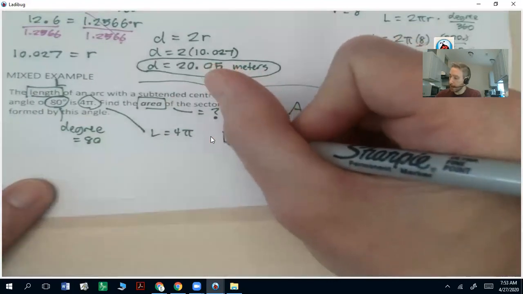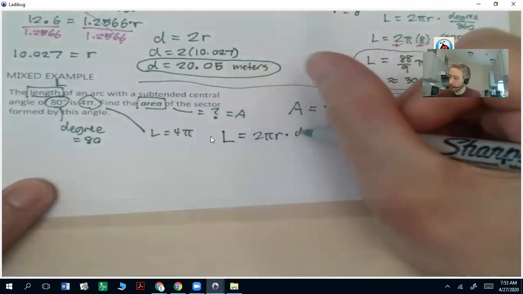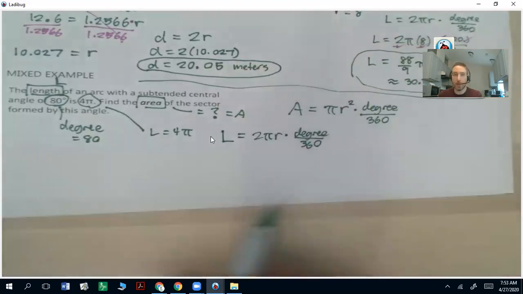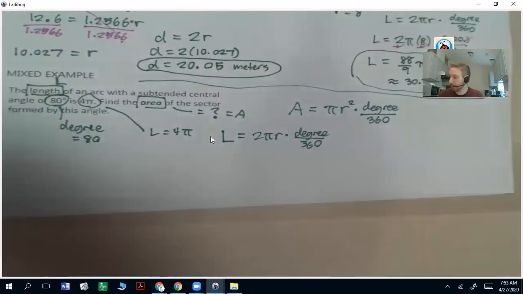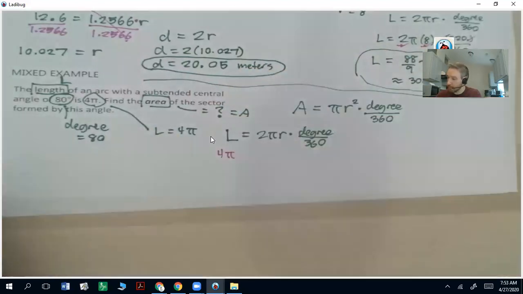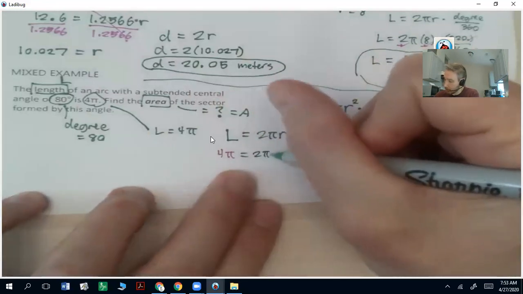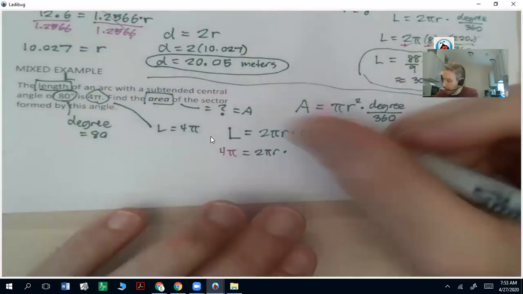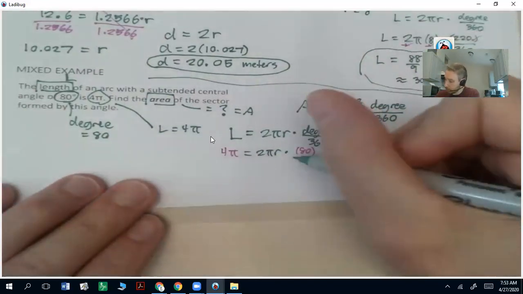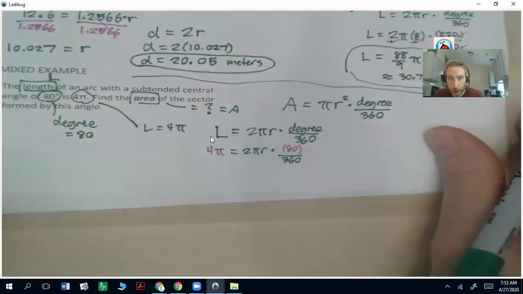So let's look at the L formula now. That's 2 pi r times degree over 360. We have L, which is 4 pi. We have degree, which is 80. So plug in the 80 here. And I'm going to want to solve that for r.